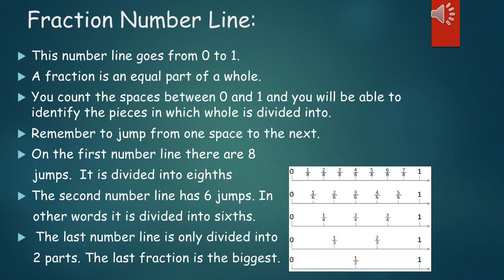On the first number line, there are 8 jumps. It is divided into 8. The second number line has 6 jumps. In other words, it is divided into 6. The last number line is only divided into 2 parts. The last fraction is the biggest of all of them.